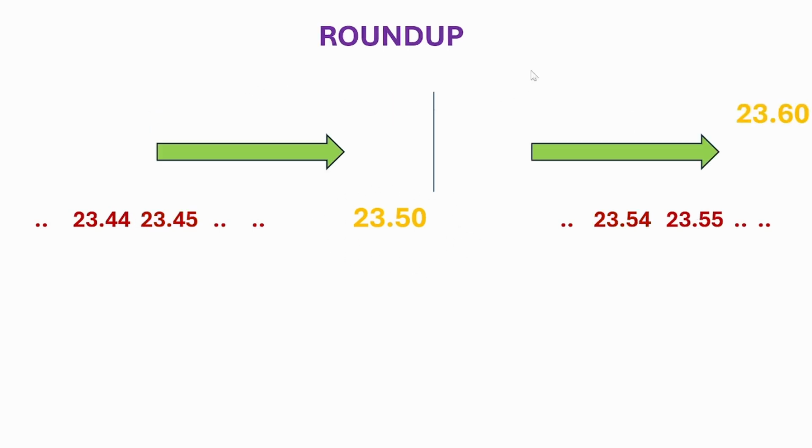The next DAX function, which is ROUNDUP, is pretty straightforward. It will round off the value that you provided to the upper range. For instance, the number that we have is 23.44. It will round up the value to 23.50. And the second value that we saw, 23.55, will be rounded up once again to 23.60. Let's go back to Power BI for the demonstration.